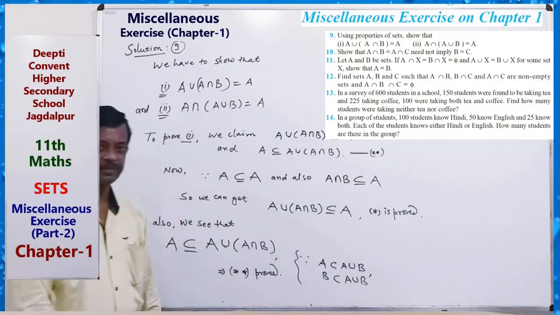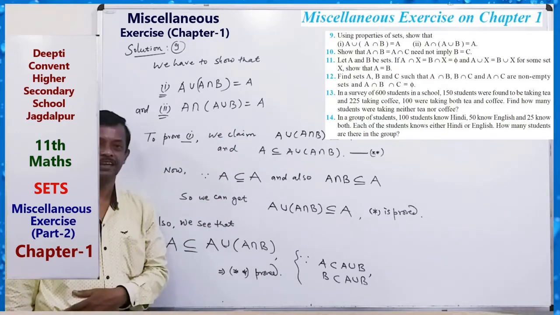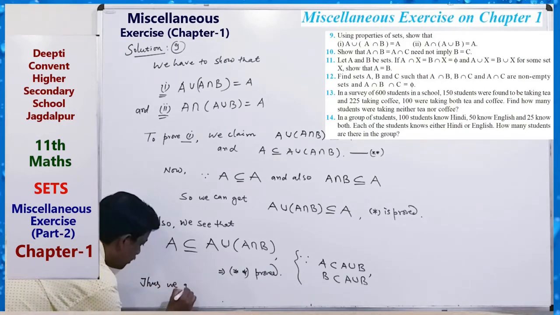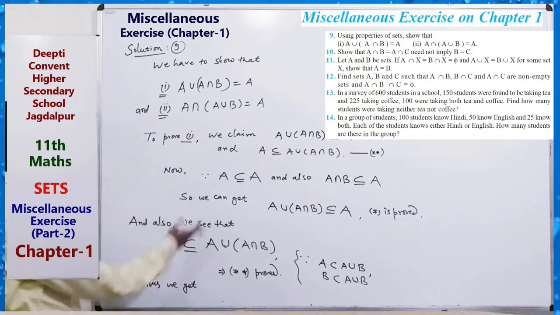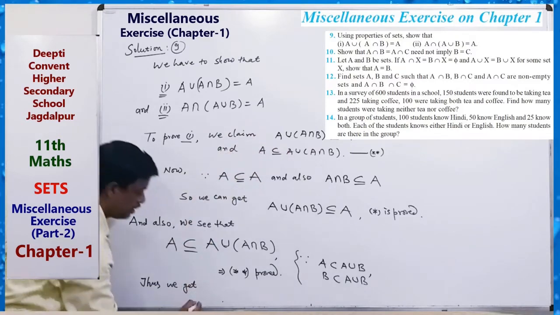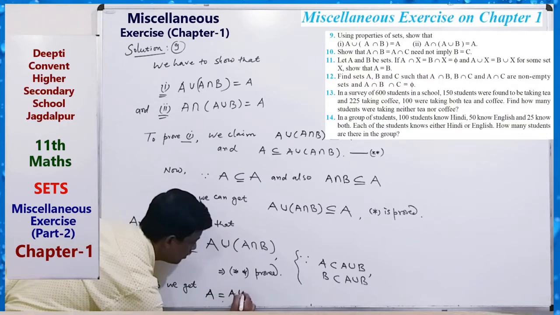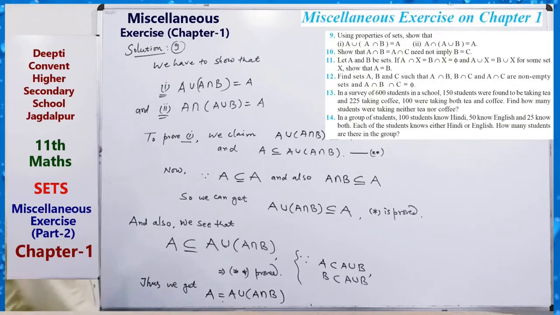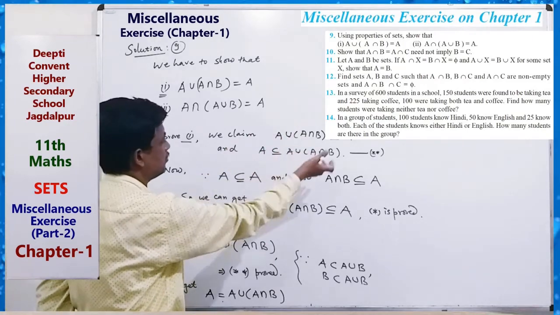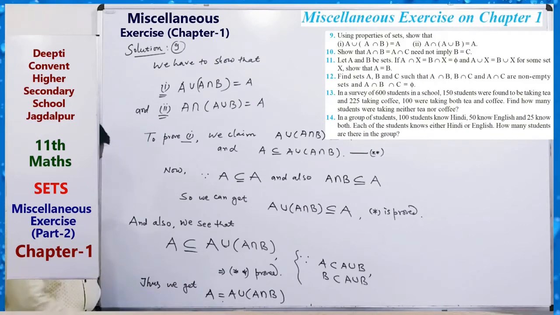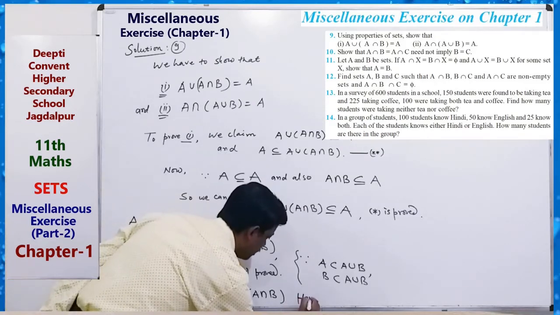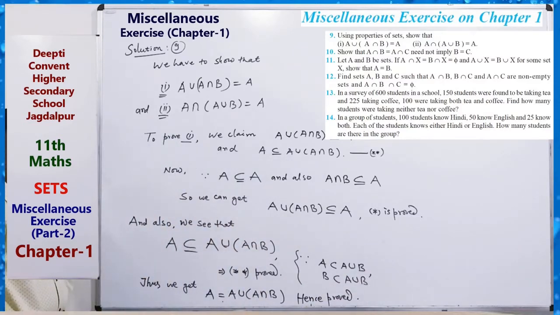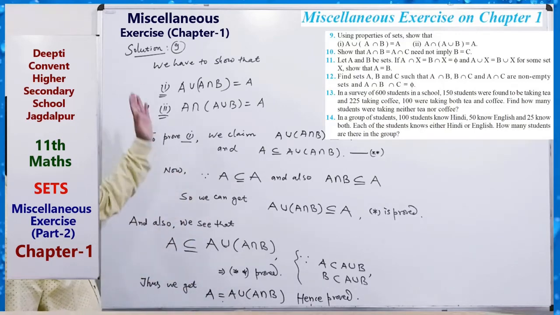These two are proved, so these are our claim. Thus we get A equals A union (A intersection B). Both are equal, as this is a subset of this and also vice versa. Thus we get this, hence proved. Clear? By using properties of sets, the first part.